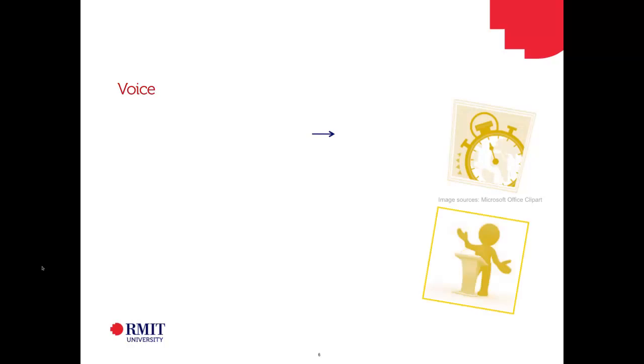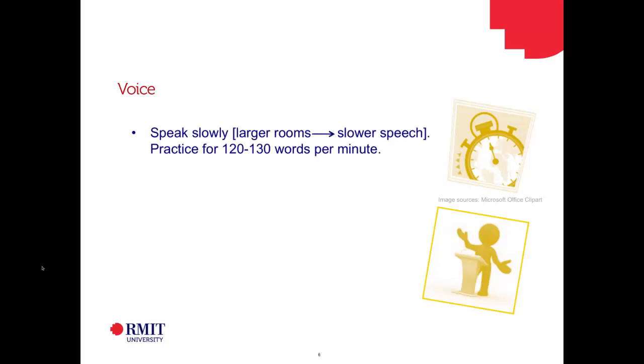Okay, so let's rehearse. Set the timer. Stand up when you rehearse so you can fill your lungs with air and project your voice. Speak slowly, especially if you're going to be in a large room. Time yourself to speak at between 120 and 130 words a minute. Practice throwing your voice to the end of the room, not to your notes or your PowerPoint presentation.